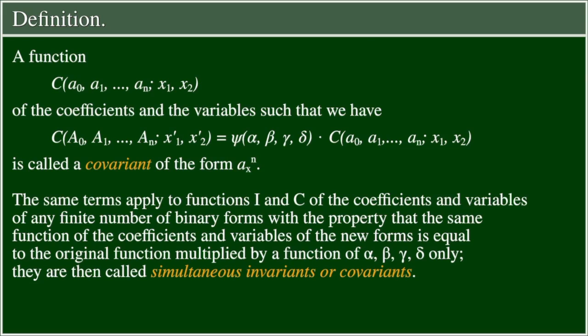The same terms apply to functions I and c of the coefficients and variables of any finite number of binary forms, with the property that the same function of the coefficients and variables of the new forms is equal to the original function multiplied by a function of α, β, γ, δ only. They are then called simultaneous invariants or covariants.